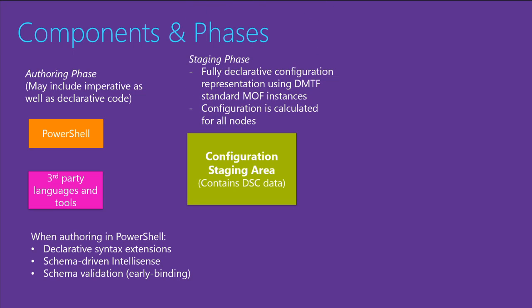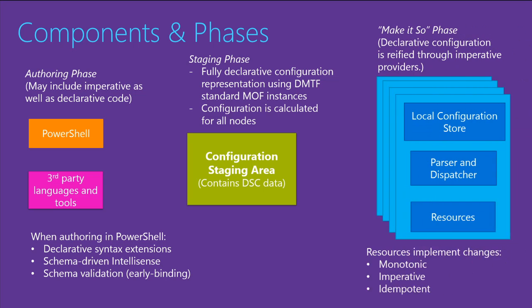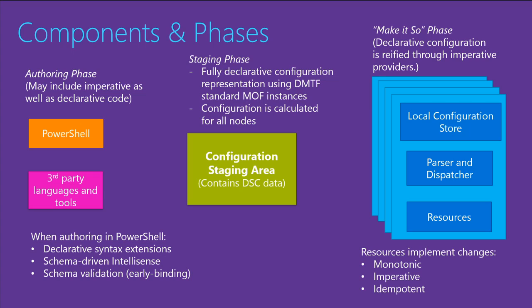That is the staging area, is the MOF. So you run the script, you generate the MOF, and in a push scenario, which I'll get to in a minute, that's on the local machine. And then there's the make it so phase, and that's the smart bits with the resources and the DSC engine and stuff like that. That's what receives that MOF and figures out what to do with it.